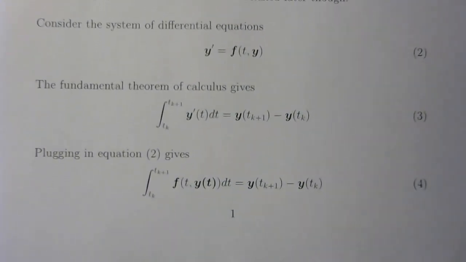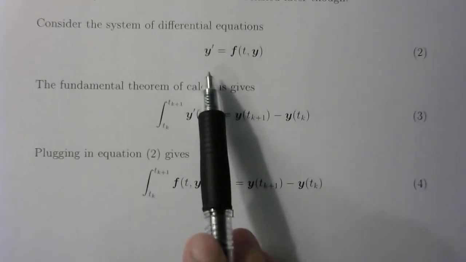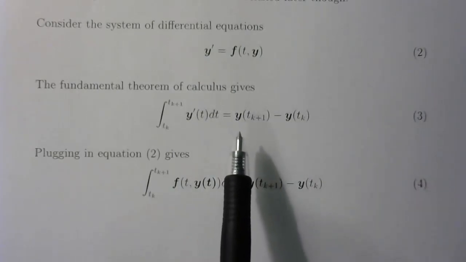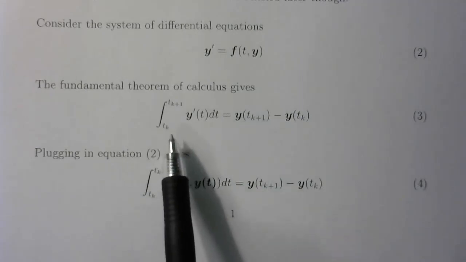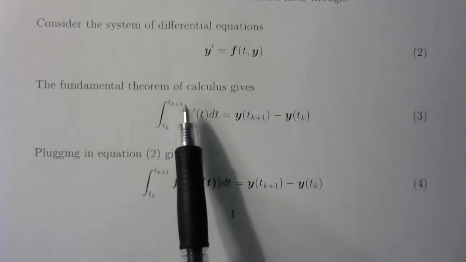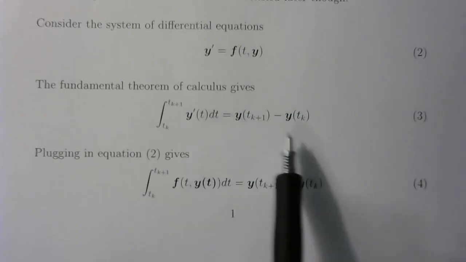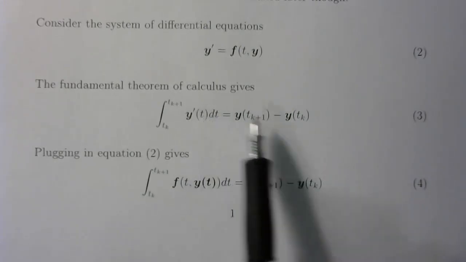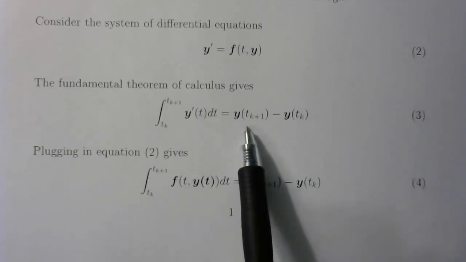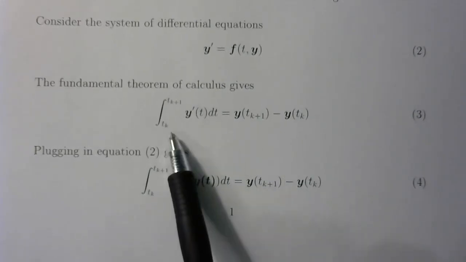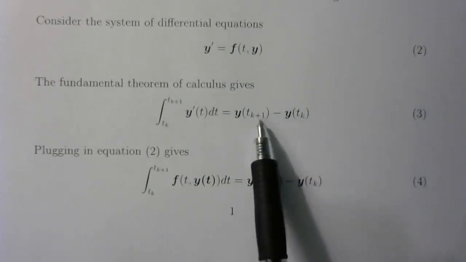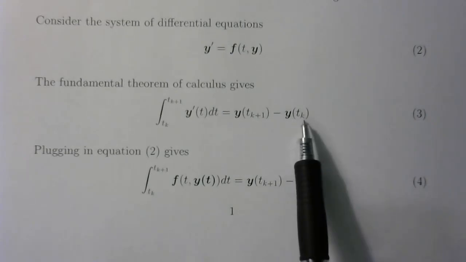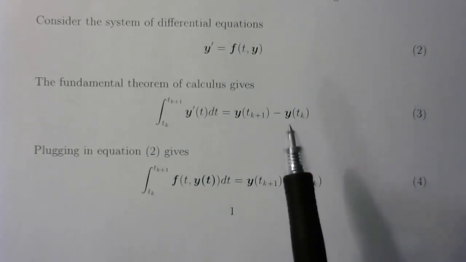If I have this system of differential equations, this can be vectorial, right? That's fine. If I apply the fundamental theorem of calculus, and I want to integrate from tk to tk plus 1, then the right-hand side should be the antiderivative of the integrand, which if this is y prime, is just y at the upper limit minus y at the lower limit of integration. So y at tk plus 1 minus y at tk.